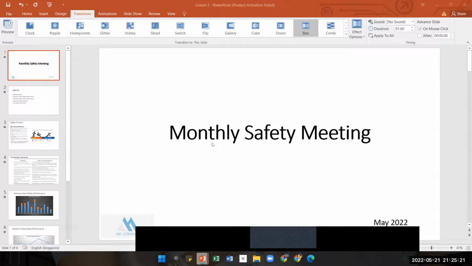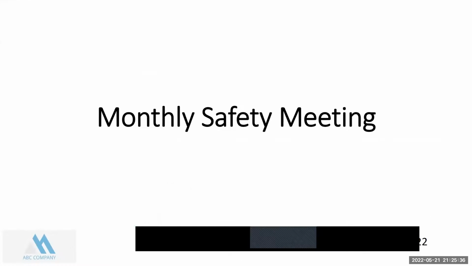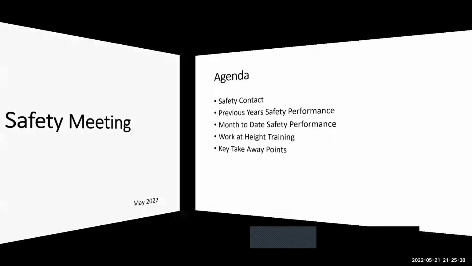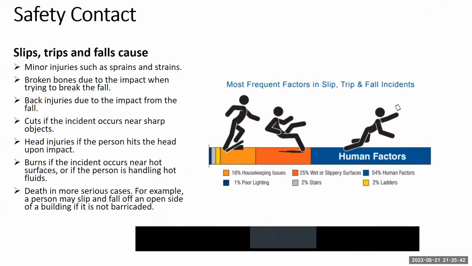Okay. So if you want to apply this to all the slides, you can just, as I said earlier, click apply to all. Let's try to see whether it is applied to all the slides. Now you can see all the slides are having the same transition.